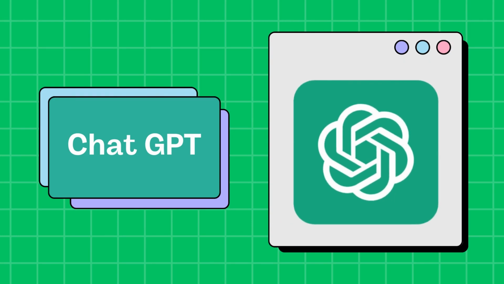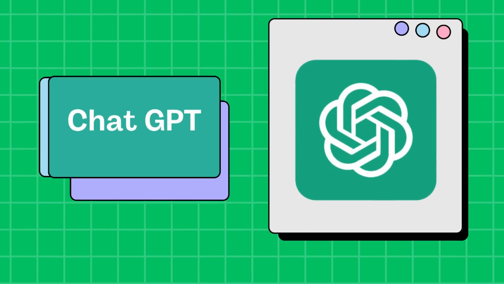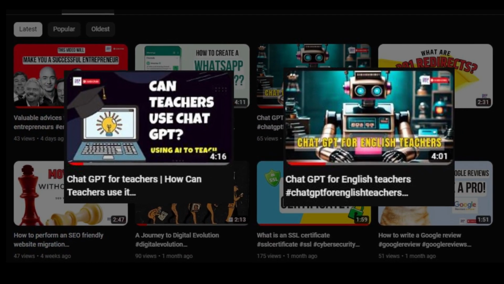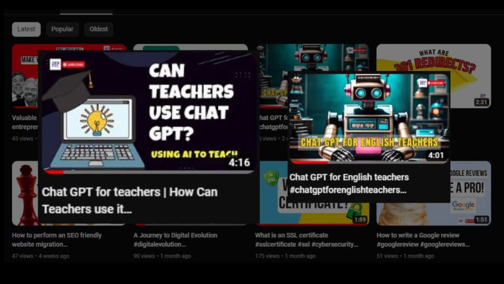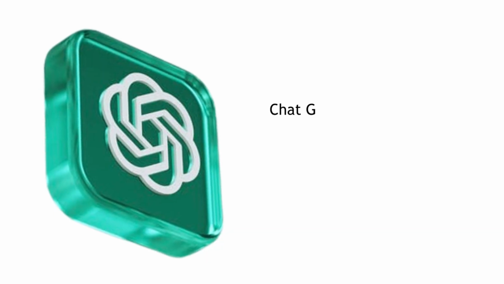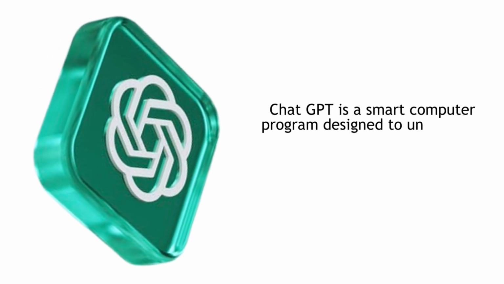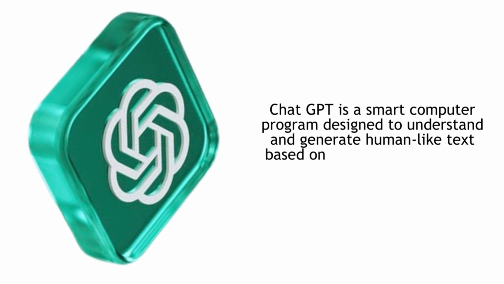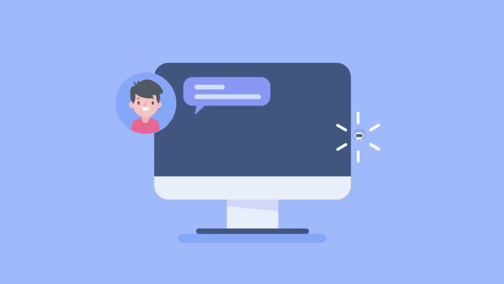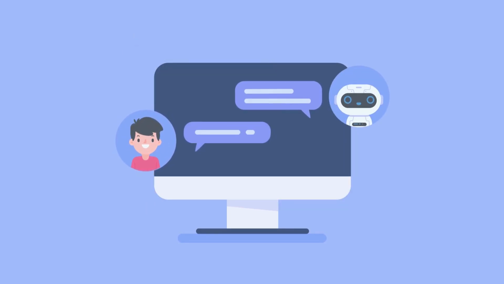I'm sure that you have heard of ChatGPT at least once. On our previous videos, we shared how teachers can use ChatGPT and how English teachers can use ChatGPT. You can watch those from the links given in pinned comment. ChatGPT is a smart computer program designed to understand and generate human-like text based on the input it receives. It can chat with you in a natural way, answer questions, provide information, or even help with creative writing tasks.